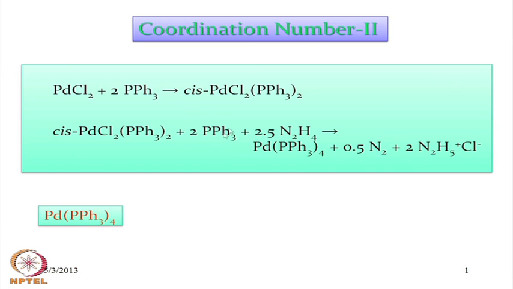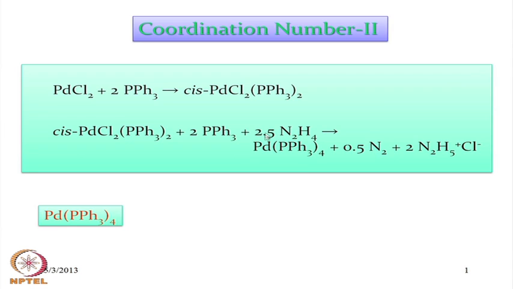and we also add an extra amount of triphenyl phosphine, because the molecule already has only 2 triphenyl phosphine ligands. So, we have to provide 2 more, and the reaction stoichiometry is 1:2:2.5, where this particular hydrazine is broken into 2 fragments. One is nitrogen gas, which is eliminated from there, and hydrazinium chloride is forming. So, 2 molecules of hydrazinium chloride are also forming, abstracting this particular Cl.